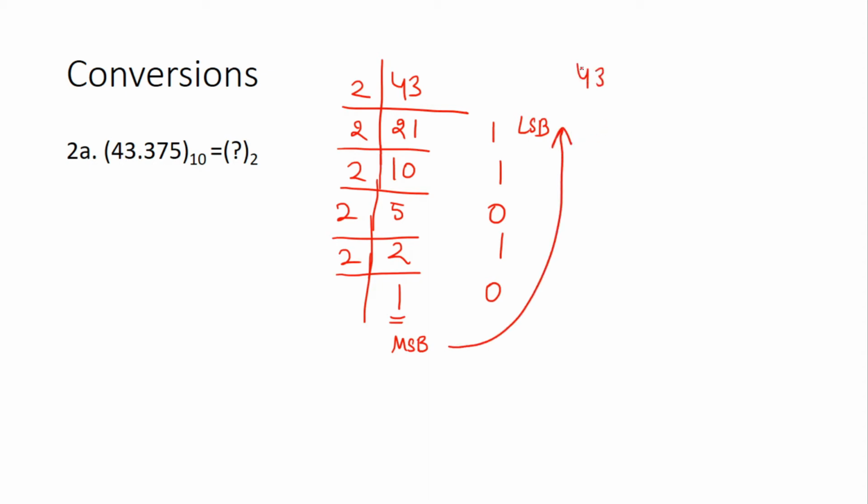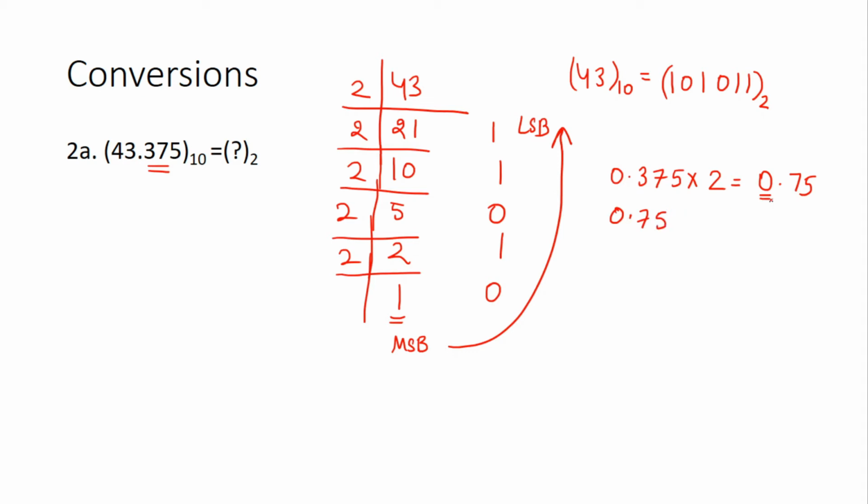So 43 in base 10 is equal to 101011 in binary. For this part, what we're going to do is use repeated multiplication. So 0.375 into 2 gives us 0.75. We are going to use this digit and we're then going to multiply it again by 2.